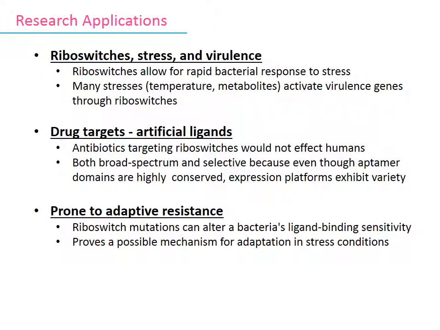To conclude, riboswitches are very important for gene regulation. They allow for rapid response to environmental stresses, which is necessary for the bacteria's survival. Because of this, riboswitches are currently being researched as new targets for antibiotics. Not only would antibiotics targeting riboswitches not affect human cells, but aptamer domains are highly conserved, so there are possibilities for the antibiotics to be effective in broad spectrum.